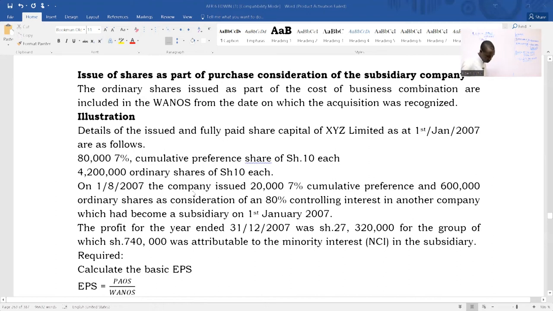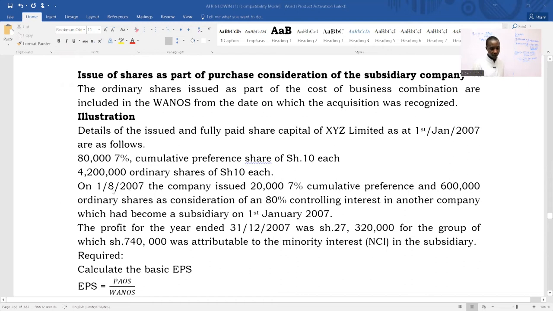Yes, there are preference shareholders who have the preference dividends, who are supposed to receive preference dividends from the initial period. You are told the details of issued and fully paid share capital of XYZ Limited as at 1st January 2007 are as follows. So we have the 80,000, 7% cumulative preference shares of shillings 10 each. So you take 800,000 times 7%. So that is the preference dividends.